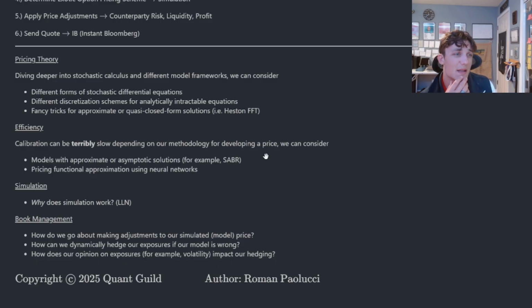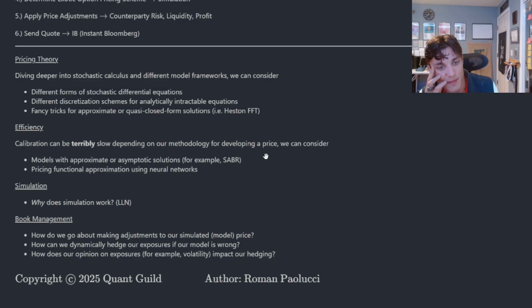I want to talk more about simulation too. Why does simulation work, right? We just assumed that it would work to generate these prices here. I've done a video in the past discussing Monte Carlo simulation and Black-Scholes prices and why they converge, but I'd like to extend that to make it more abstract and discuss why it works in general.